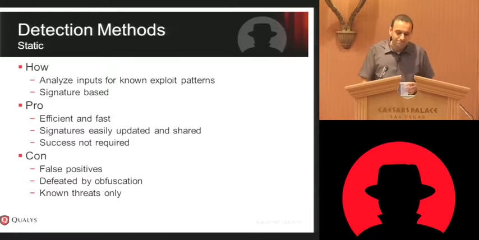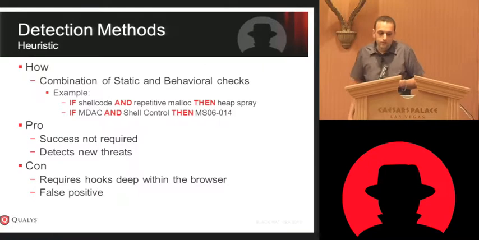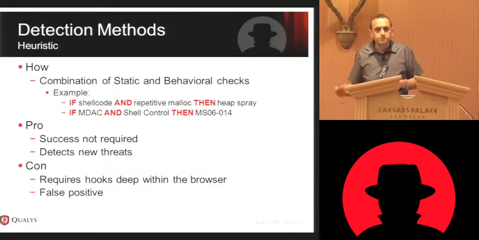So easily defeated by obfuscation, only works on threats that I know about. So those are two pretty big cons. The third method is a purely heuristic approach. And by purely, I mean it's actually a combination of behavioral and static. This one's a little hard to describe, so I'm just going to use examples, and it'll make more sense.